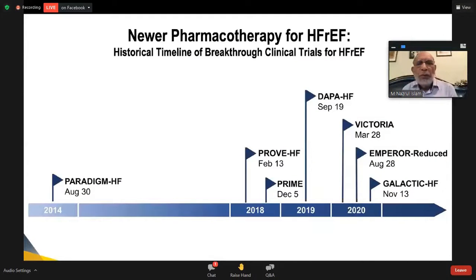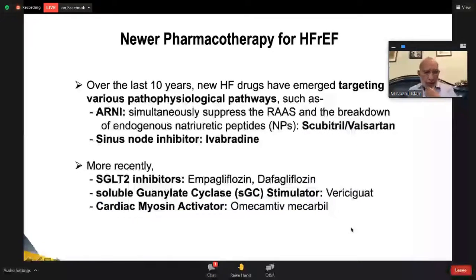Now, what about the newer pharmacotherapy? You can start from 2014, the great PARADIGM-HF study in 2014, which opened a new field for heart failure treatment. Subsequently, there are a lot of other studies: ATMOSPHERE, PRIME-HF, DAPA-HF for dapagliflozin in 2019, and in 2020, three important studies, the VICTORIA study, EMPEROR-Reduced study, and GALACTIC study. So you can go very quickly.